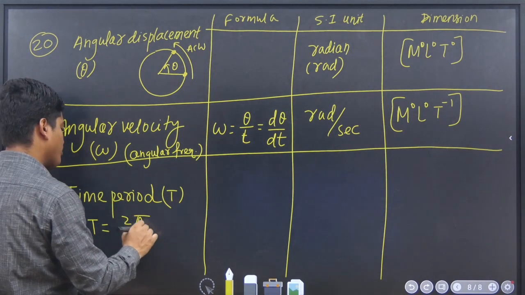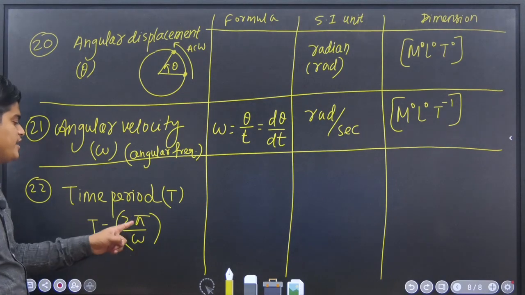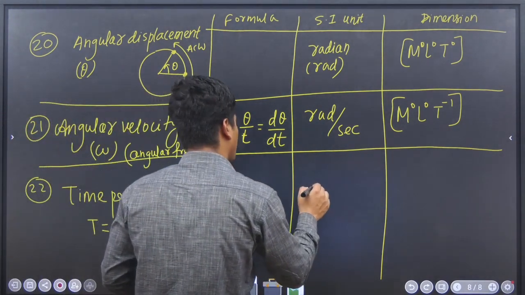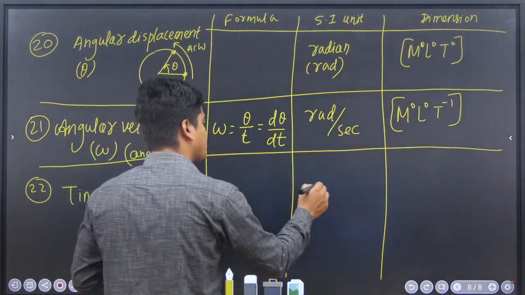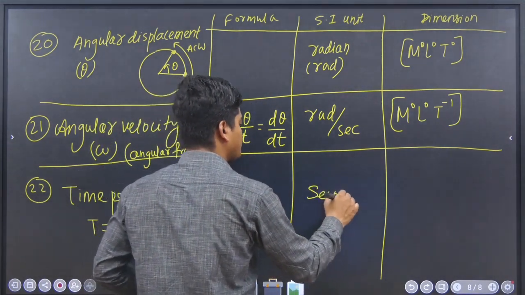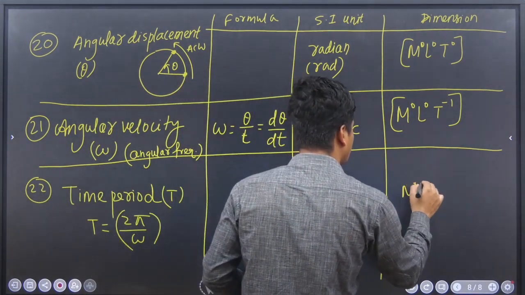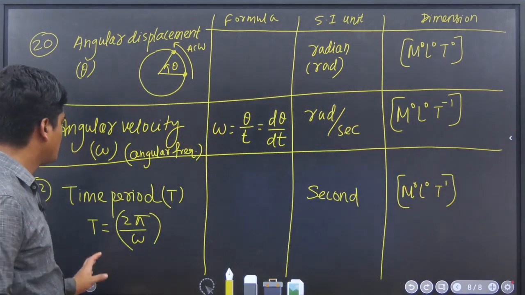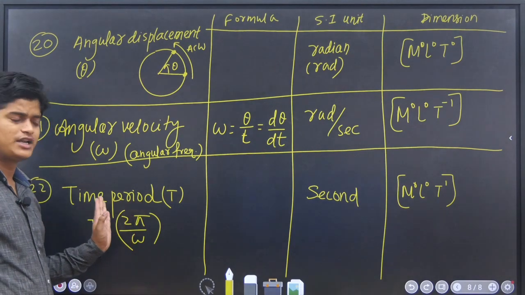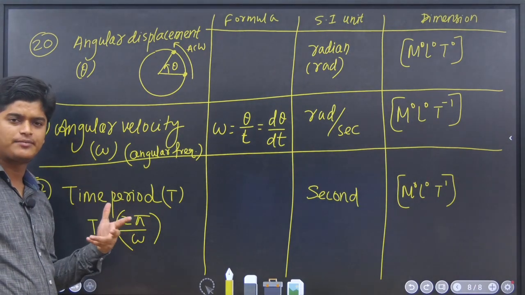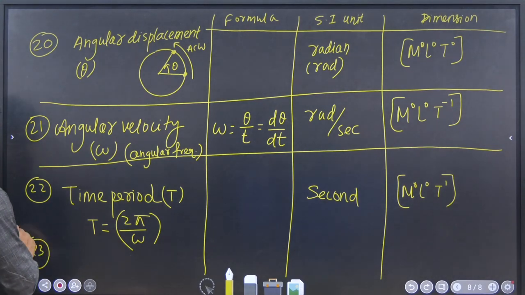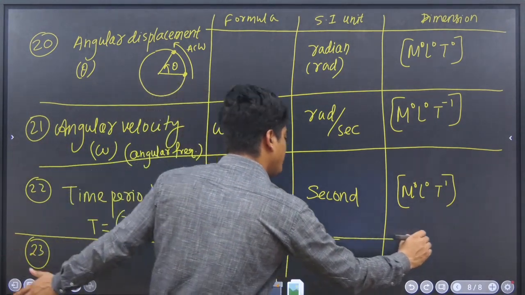It is 2 pi by omega, and remember here it is radian per second. So the time period formula will come. Now the time period unit will be second, or you can write M0 L0 T to the power 1. Understand this one? So time period, or time, is the same thing only. And here is another quantity you can remember, that is frequency.